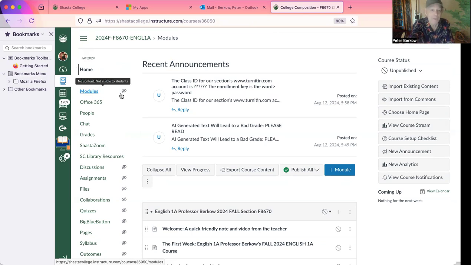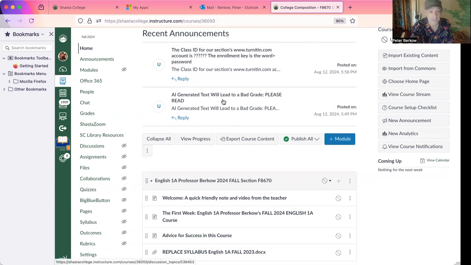And this is roughly what it's going to look like, except I won't be in the upper right hand corner talking at you. And like I said, I'm still designing the course. So for instance, it says your class ID for our sections Turnitin account is, and there's a question mark there, but the number will be there. And every week I have announcements at the very top. And that's very important, is to look for the announcements there.